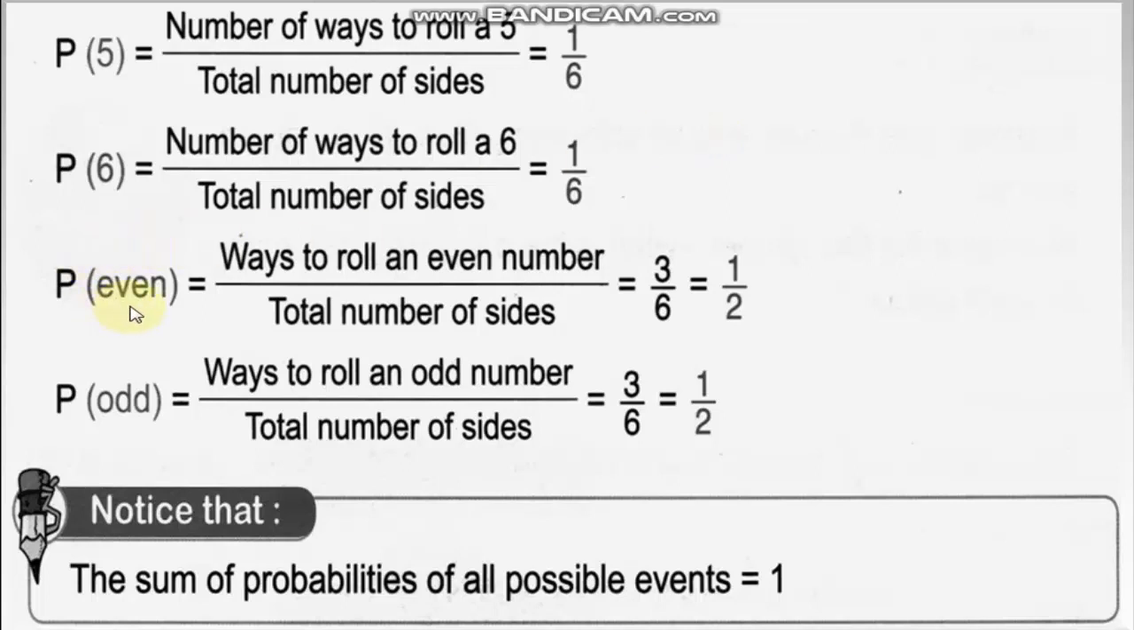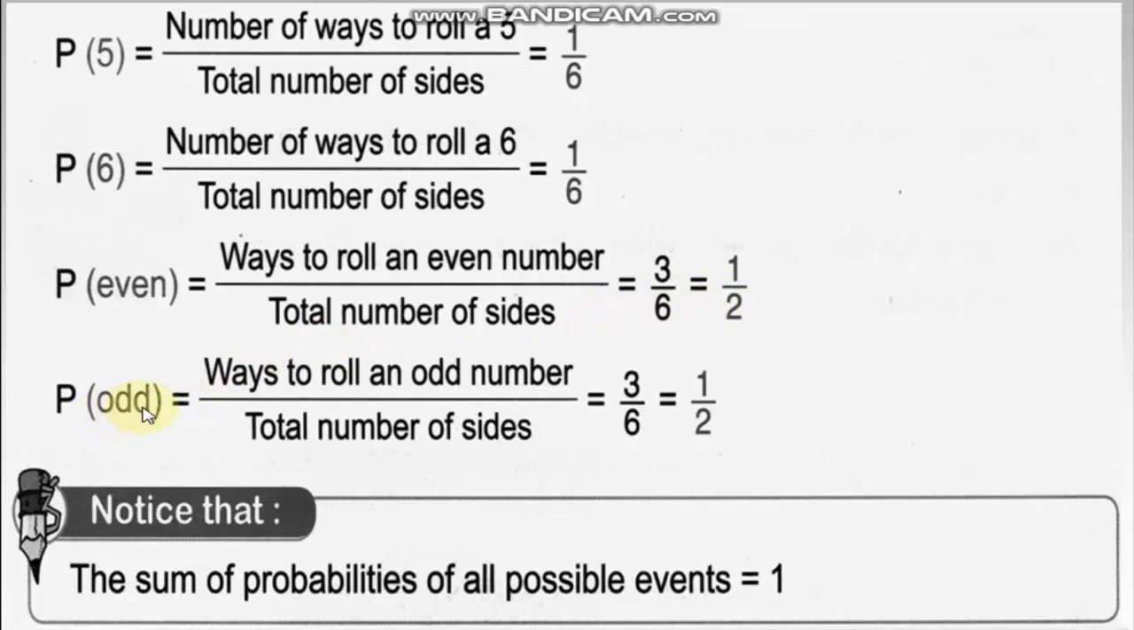The probability of getting an even number is the number of ways to roll an even number over the total number of sides. How many even numbers do we have on the die? It's 2, 4, and 6. So we have 3 numbers and the total number is 6. It's 3 over 6, and we can put it in the simplest form by dividing both the numerator and denominator by 3. So 3 divided by 3 equals 1 and 6 divided by 3 equals 2.